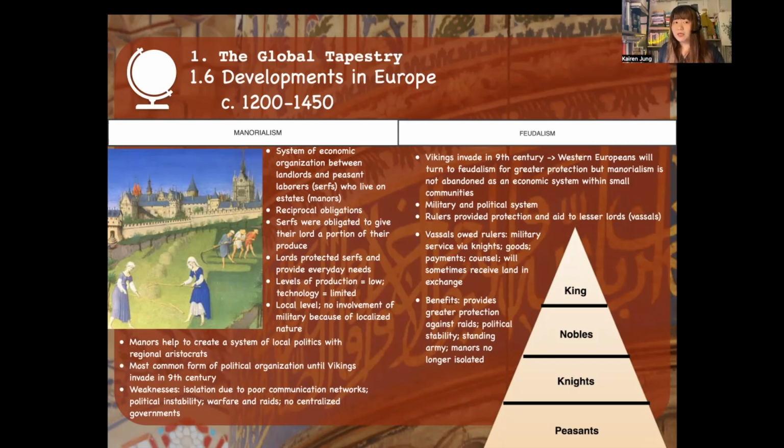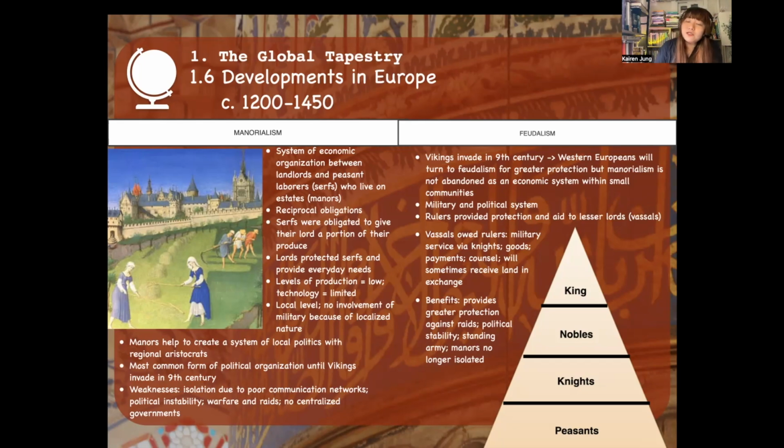But what did manorialism do? Manorialism helped to create a system of local politics with regional aristocrats. And it was the most common form of political organization until the Vikings invaded in the 9th century, after which some more consolidation of power became necessary. The major weakness of manorialism was that there was isolation due to poor communication networks, monarchs, political instability, warfare, and lots of raids.